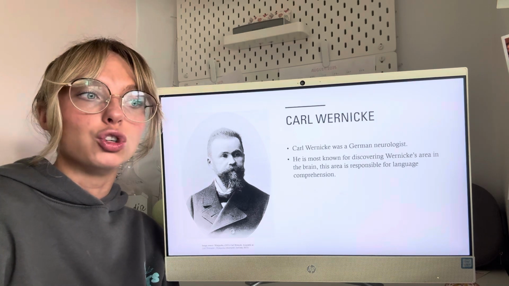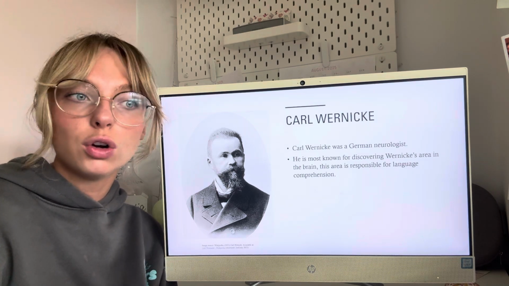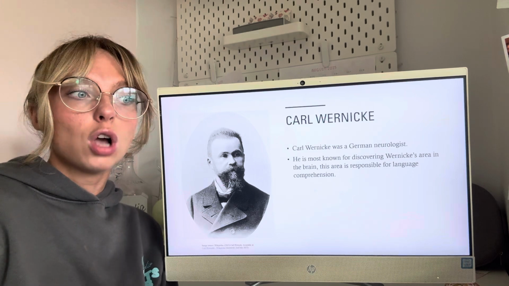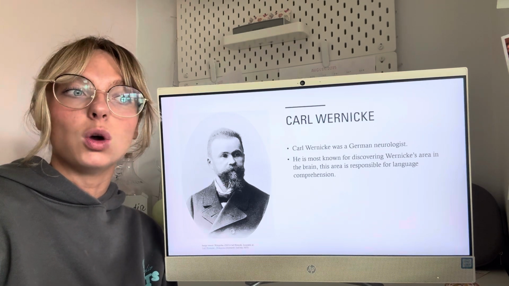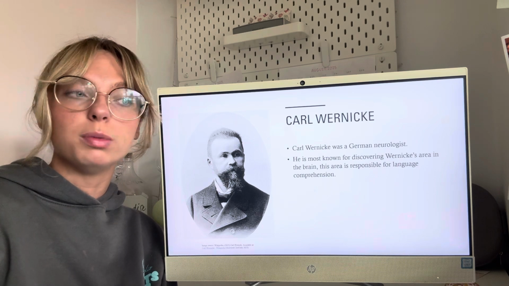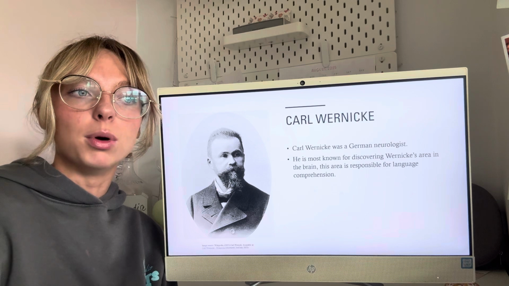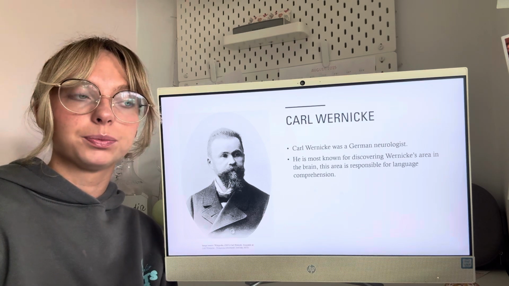Karl Wernicke was a German neurologist whose work followed on from the work of Paul Broca. Karl Wernicke was most known for discovering Wernicke's area in the brain. This area is now known to be responsible for language comprehension. It helps us to figure out both spoken and written language.